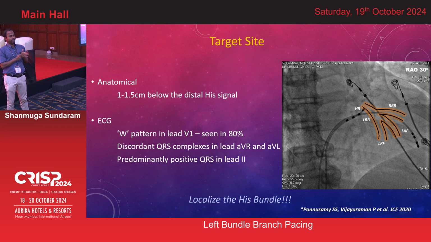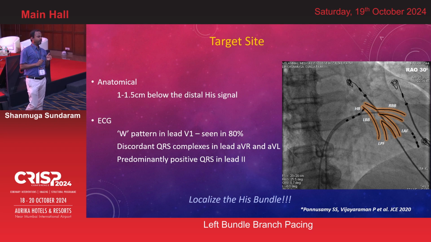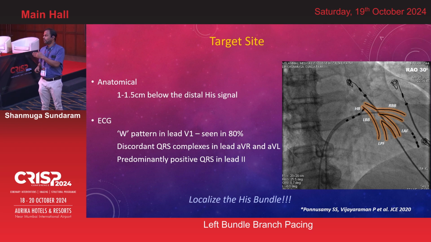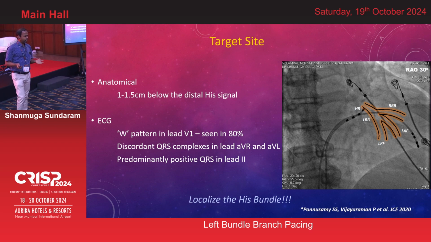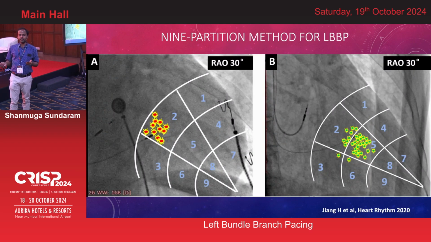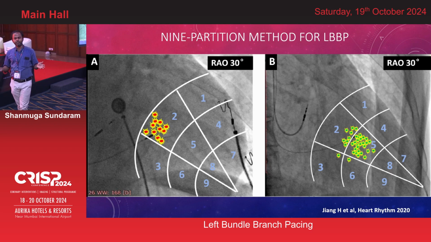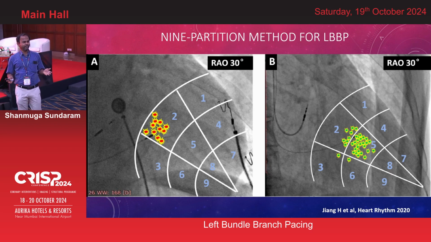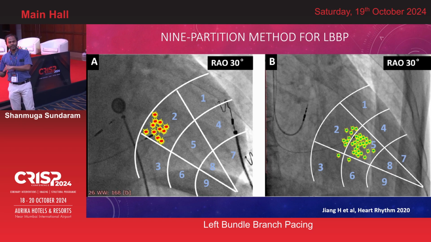Just pace on the right side of the septum and see whether you are seeing a W pattern in lead V1, discordant QRS complexes in aVR and aVL, and a predominantly positive QRS in lead 2. If you get these things on the right side of the interventricular septum, that tells you that's probably an appropriate site to go for it. You know, the Chinese are the people who simplify the technique majority of the time, and it always helps us, because they give a shortcut to go in a better way.